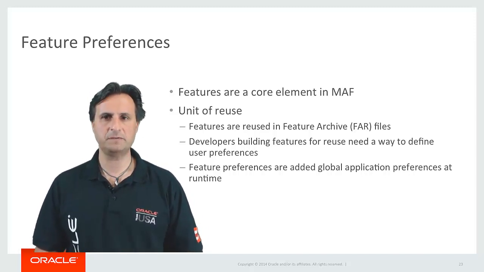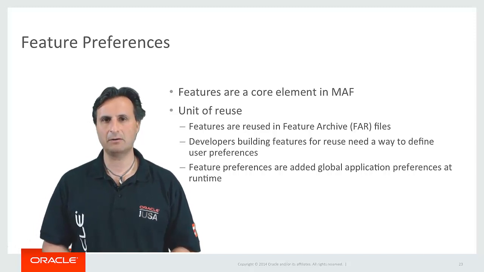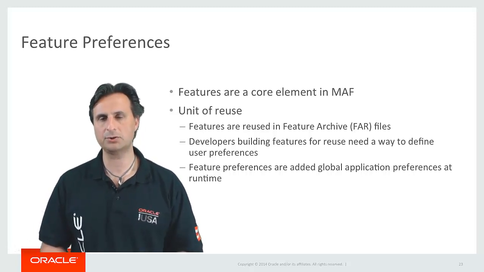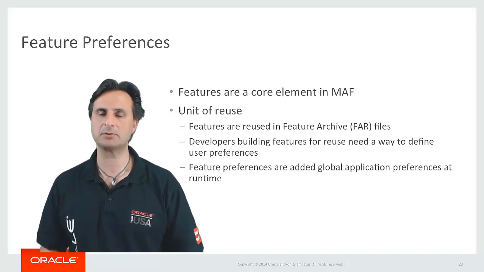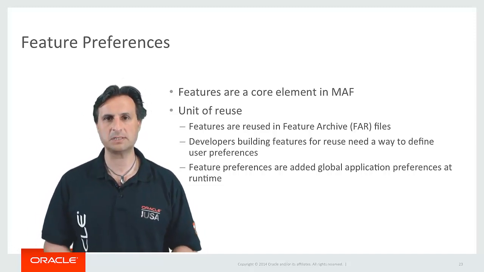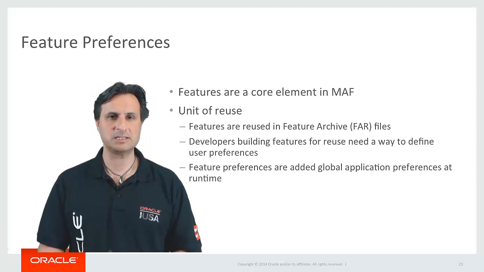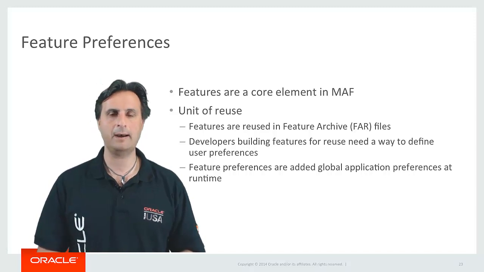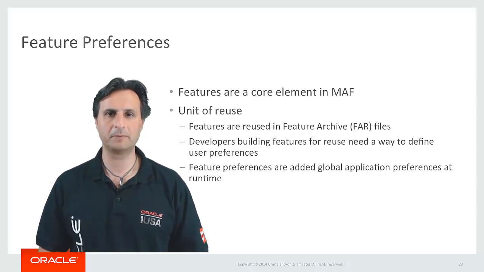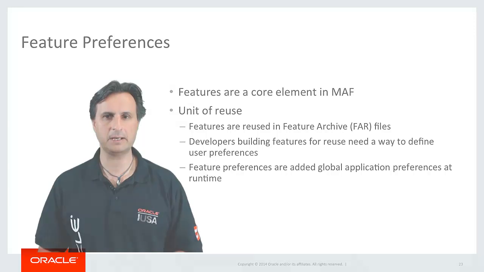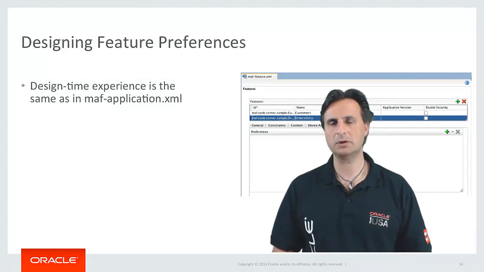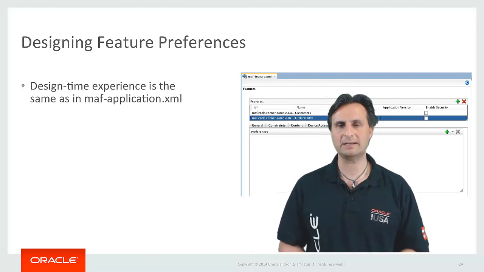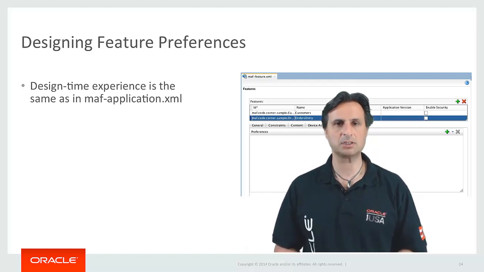Now if you define a preference for each feature, then of course the scope of that preference is accessible to that feature only. However, as you will see, they are added to the same settings, the same preferences menu as the global preference settings or the application-wide application settings. The design is similar to what I showed you about application settings and preferences. It's just a different file.